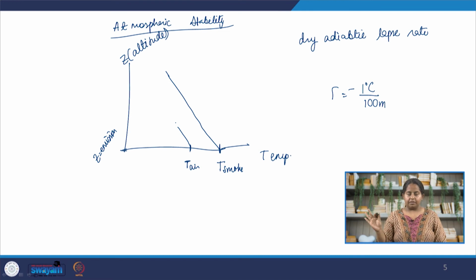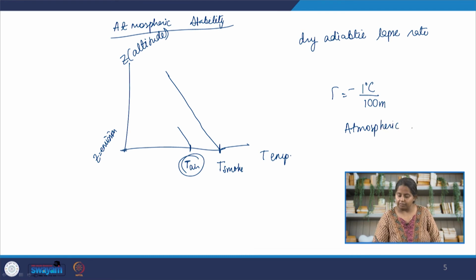The rate at which the atmosphere loses temperature as we rise up is known as atmospheric lapse rate. I've heard people call it environmental lapse rate too. Lapse because the temperature is going down. Atmospheric lapse rate, again, it depends upon many things.